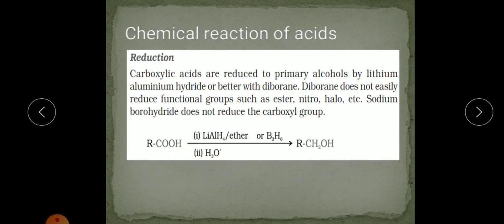Next we have chemical reactions of acids involving reduction. When carboxylic acids are reduced by lithium aluminum hydride, or diborane B2H6 in an acidic medium, they will form primary alcohol. We can also use hydrogen as a reducing agent over here. So when carboxylic acid is reduced with lithium aluminum hydride, it will form primary alcohol.